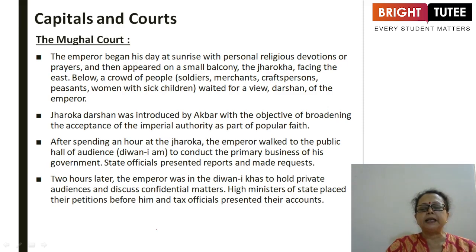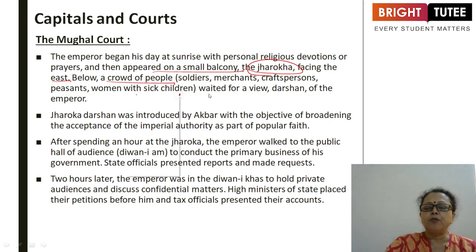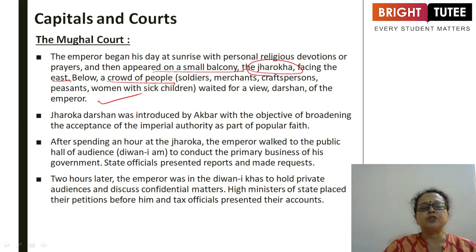The emperor began his day at sunrise with personal religious devotions or prayers, and then appeared on a small balcony known as Jharokha, facing the east. Below, a crowd of people, soldiers, merchants, craftspersons, peasants, women with sick children, waited for a view or darshan of the emperor. This shows the importance of Jharokha and of the Mughal court.